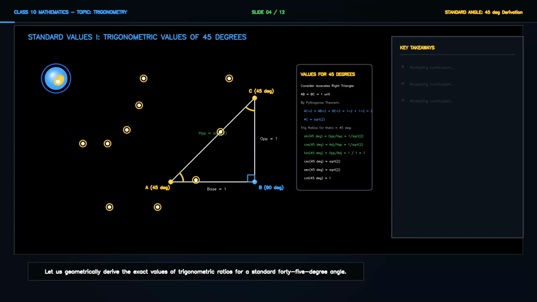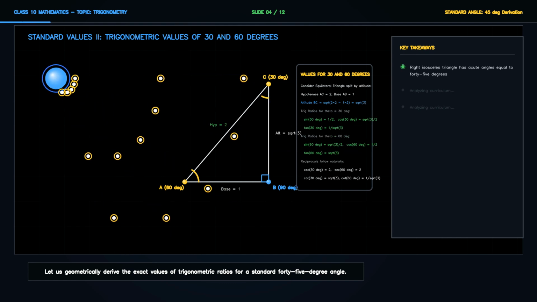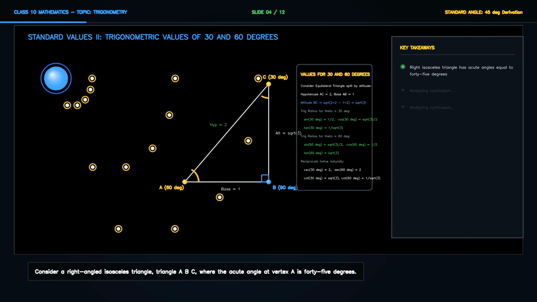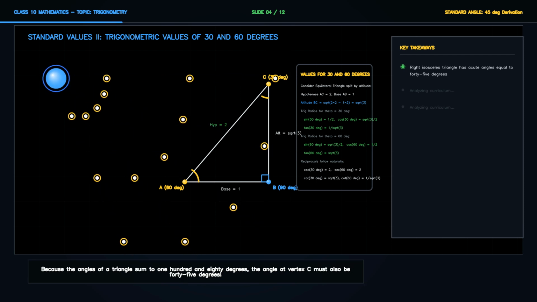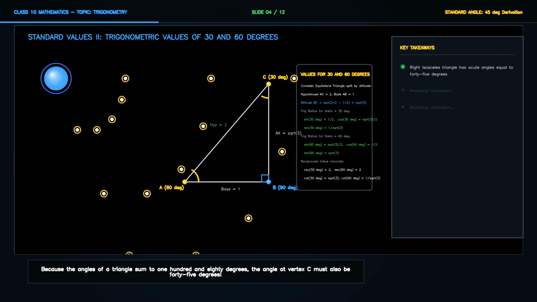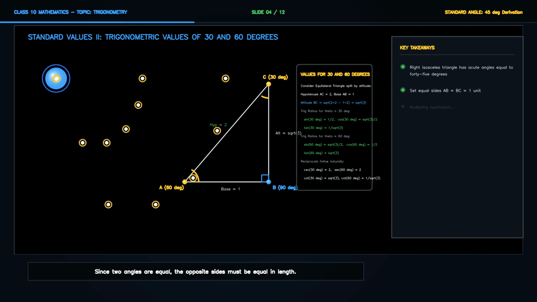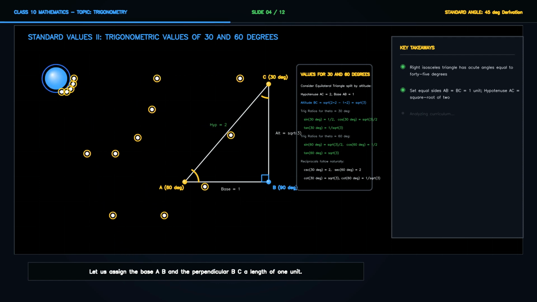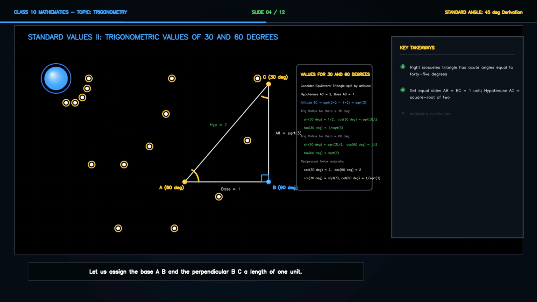Let us geometrically derive the exact values of trigonometric ratios for a standard 45-degree angle. Consider a right-angled isosceles triangle, triangle ABC, where the acute angle at vertex A is 45 degrees. Because the angles of a triangle sum to 180 degrees, the angle at vertex C must also be 45 degrees. Since two angles are equal, the opposite sides must be equal in length. Let us assign the base AB and the perpendicular BC a length of 1 unit.